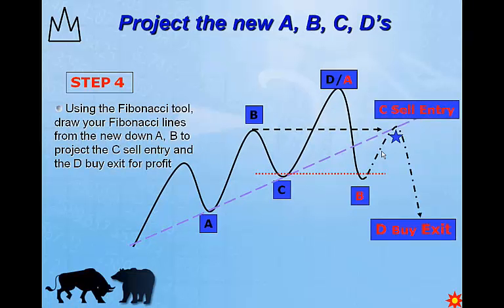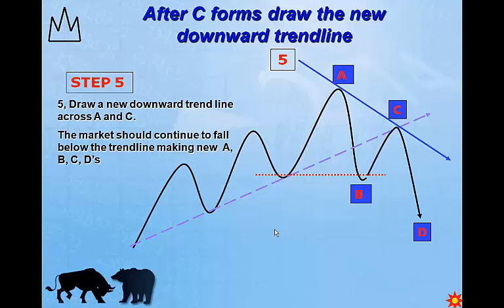Okay, now using the Fibonacci tool, we draw our Fibonacci lines from the new A, we pull the Fibonacci from the new B, and we project the entry point, and we also project our exit point using the 4 levels of support, converging with the Fibonacci numbers. Now, step number 5, we draw a new downward trend line across A to C. And the market should continue to fall below that trend line, making a new A, B, C, D.